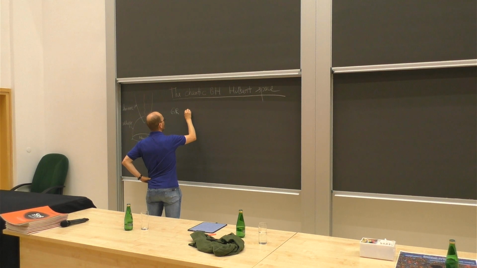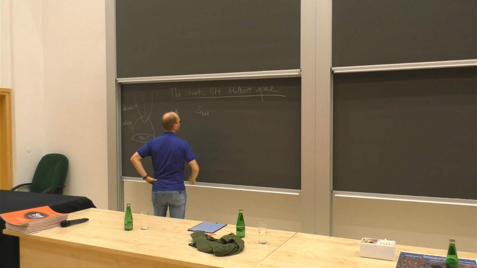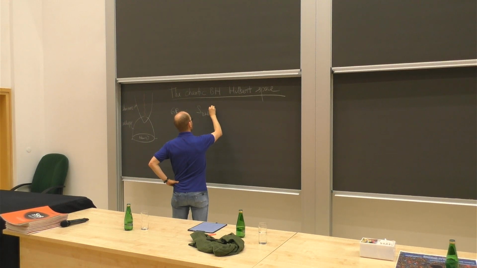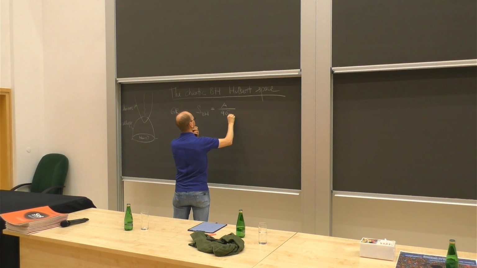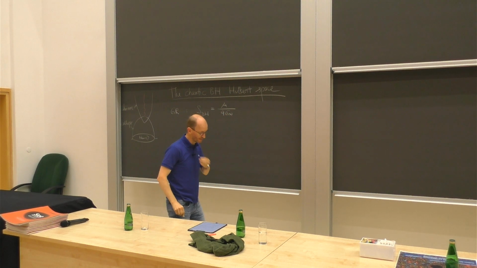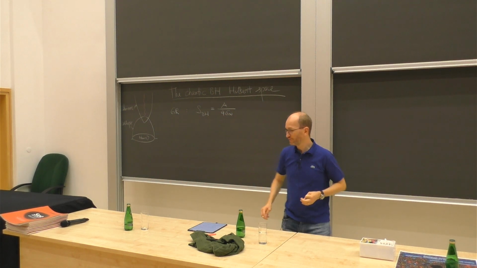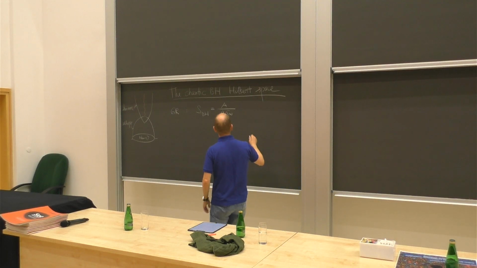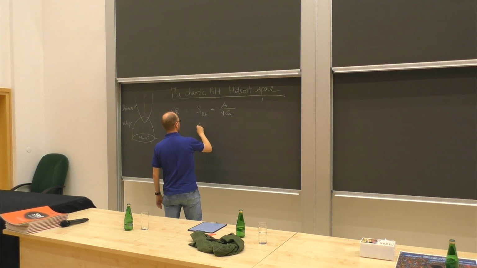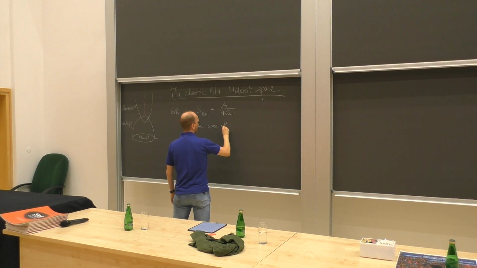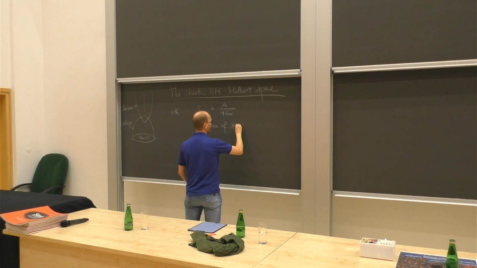actually associates with an equilibrium horizon an entropy, the famous Bekenstein-Hawking entropy, which is actually given by the formula A, the area of the horizon divided by 4 times the Newton constant in natural units. So A is the area of the horizon. Actually, let me write in particular equilibrium horizon.